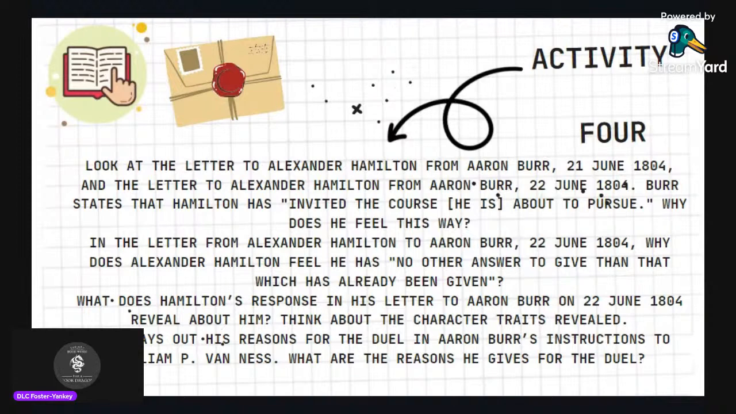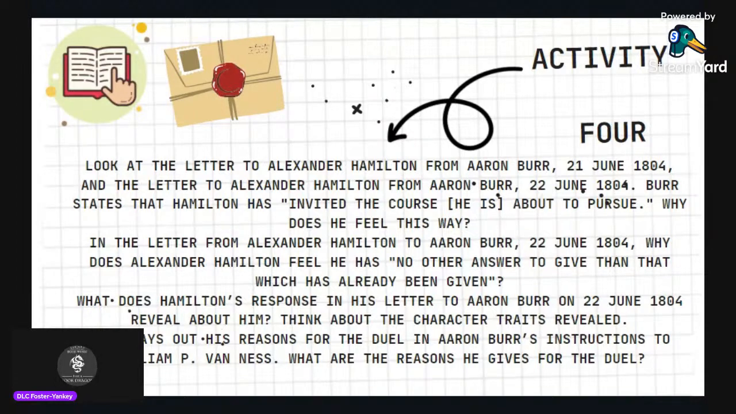These letters detail Burr's increasing anger at Hamilton's refusal to acknowledge or apologize for the comments Cooper described. In the second letter to Alexander Hamilton from Aaron Burr on June 22nd, 1804, Burr states that Hamilton has left him no choice but to challenge him to a duel. Hamilton's response is again unapologetic and states that he is not responsible for another person's opinion. The last letter is instructions Burr gives to his second, William P. Van Ness, and details Burr's reasons for challenging Hamilton to a duel.